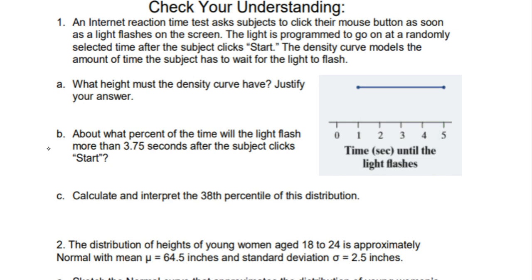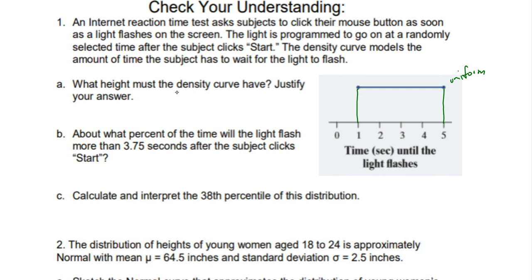And so what we have is a problem where it says an internet reaction time test asks subjects to click on the mouse button as you see the lights flash on the screen. You can read the rest of it, and it says the density curve models the amount of time the subject has to wait for the light to flash. And so the first part is, the height of the density curve must have what? Justify your answer. So what we have right here is a distribution, and you can see this distribution is going right here, and it's uniform.